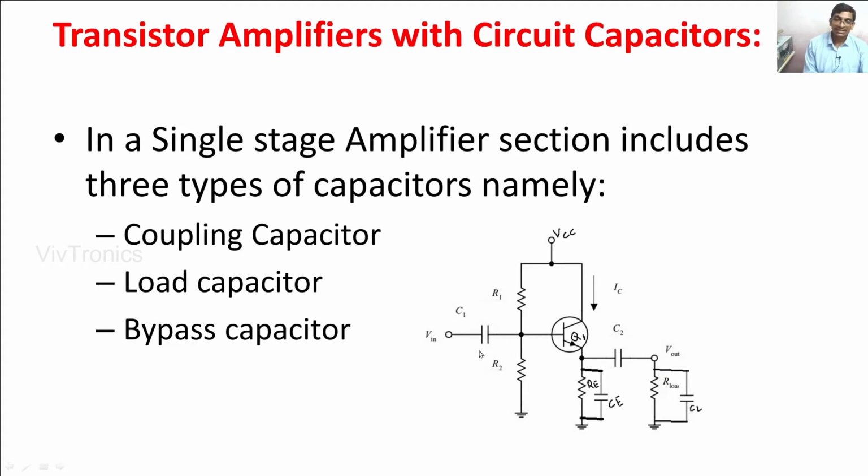coupling capacitors, which block the DC and allow only AC signals, and there is a capacitor CE which is called the bypass capacitor, and one more capacitor which is in parallel with the load resistor, called the load capacitor CL. Because of these capacitors in our circuit, we may have some effect on the voltage gain, which we are going to discuss in this section.